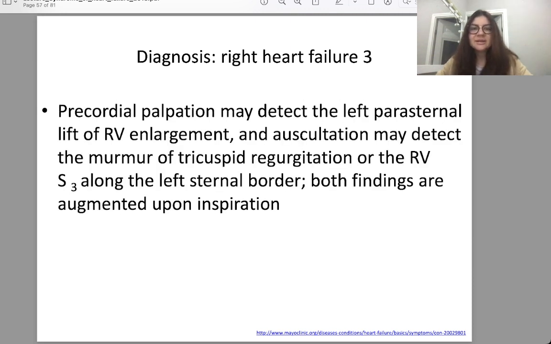Precordial palpation may detect the left parasternal lift of right ventricle enlargement, and auscultation may detect the murmur of tricuspid regurgitation or the right ventricle S3 along the left sternal border. Both findings are augmented upon inspiration.